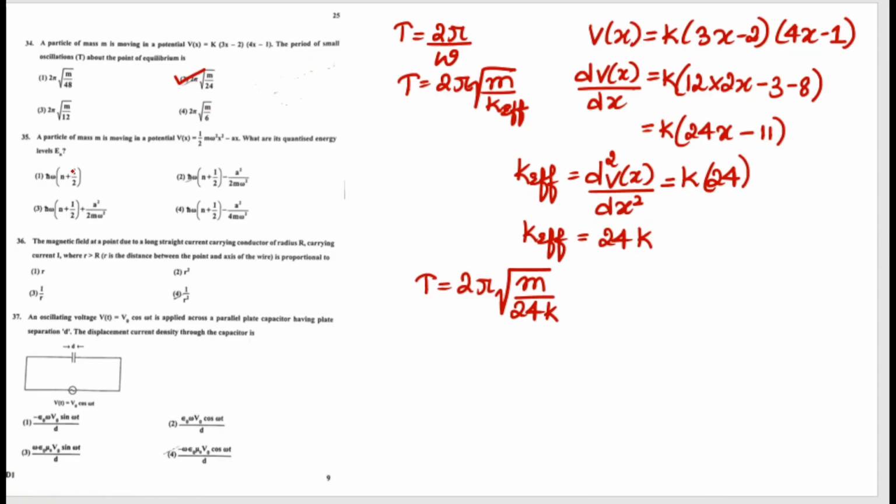Now let us move on to the next question. A particle of mass m is moving in a potential V(x) equal to half m ω² x² minus a x. What are its quantized energy levels, that is En, they have asked. So let us start with this question. I am rewriting the question here. The V(x) they have given is half m ω² x² minus a x.